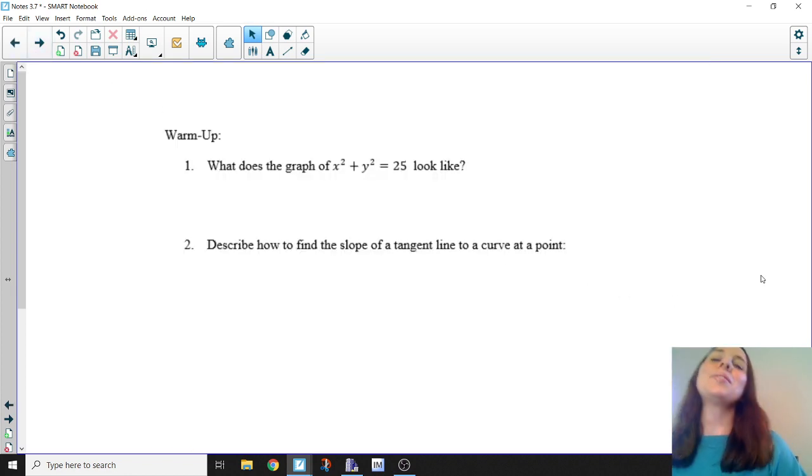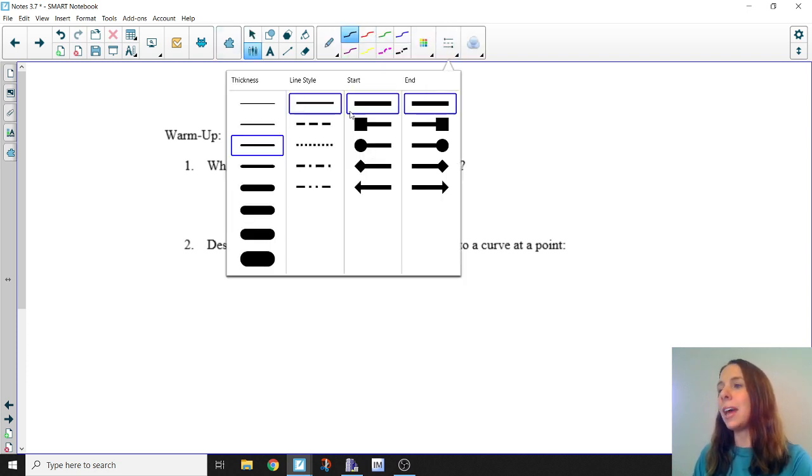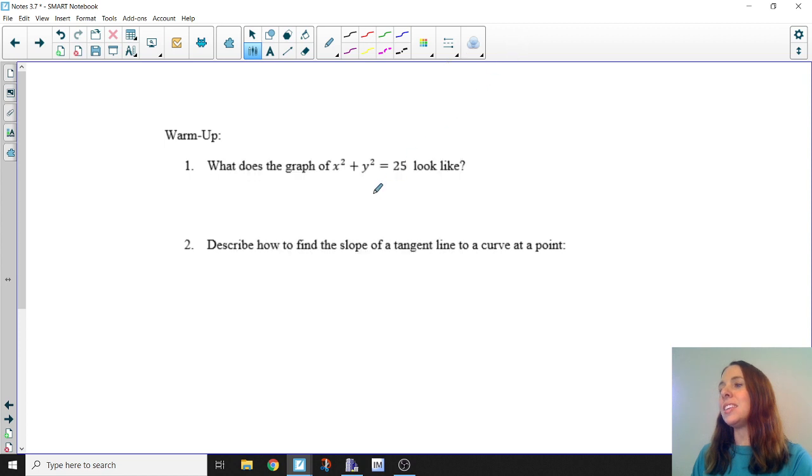All right, so the warm-up problems are pretty simple. The first one is, what does the graph of x squared plus y squared equals 25 look like? Usually I let my students struggle through that question if they're not sure. Some of them are pretty confident and know right away. Some not so much. But since we're in the video, I'll just tell you it is a circle. This is the equation for a circle that has its center at the origin, and it has a radius of 5.